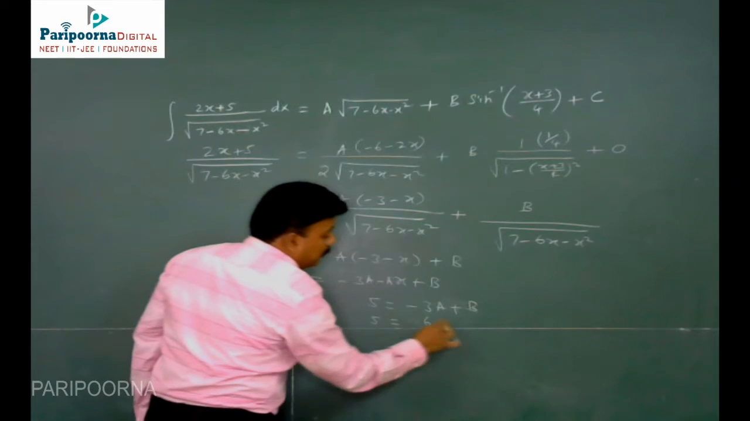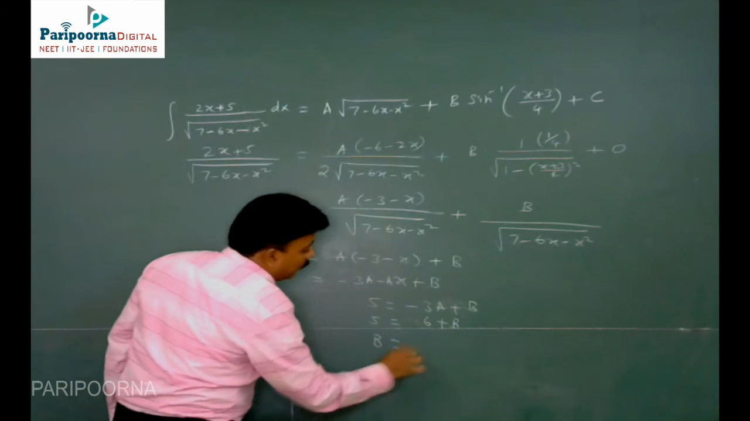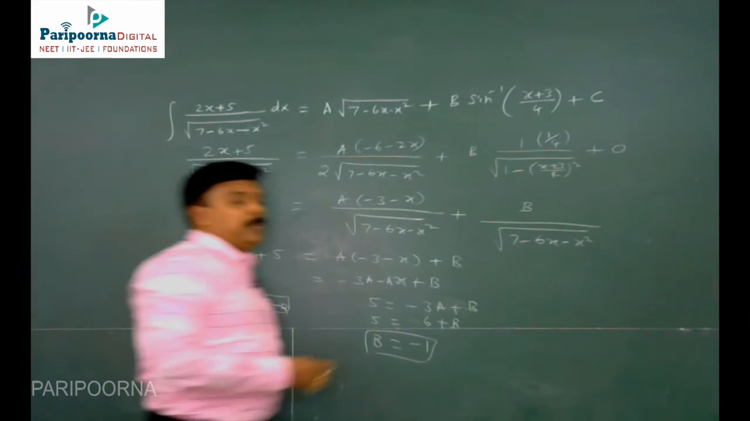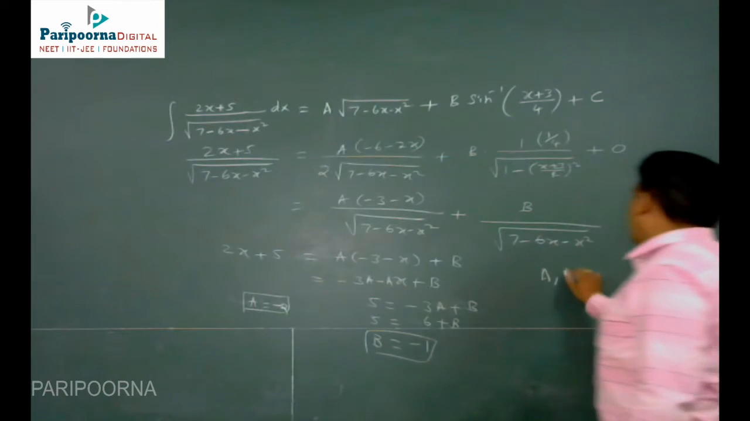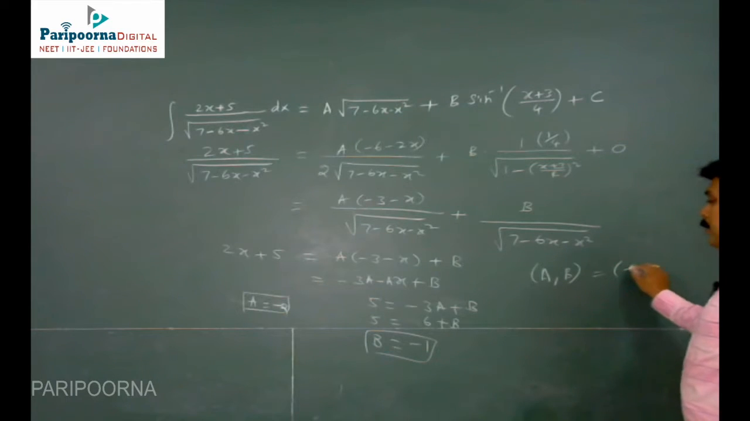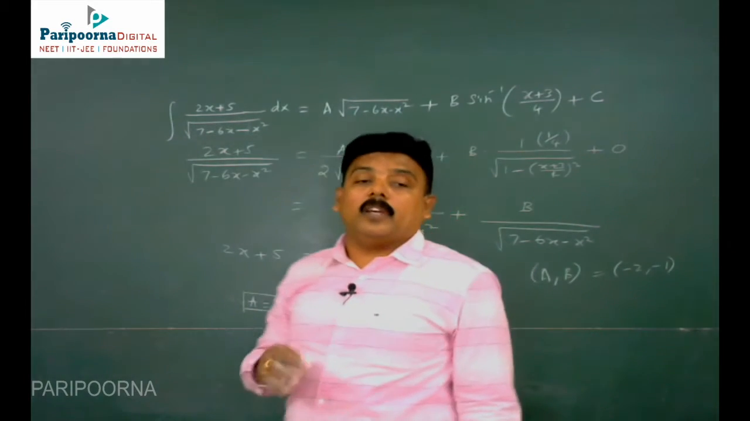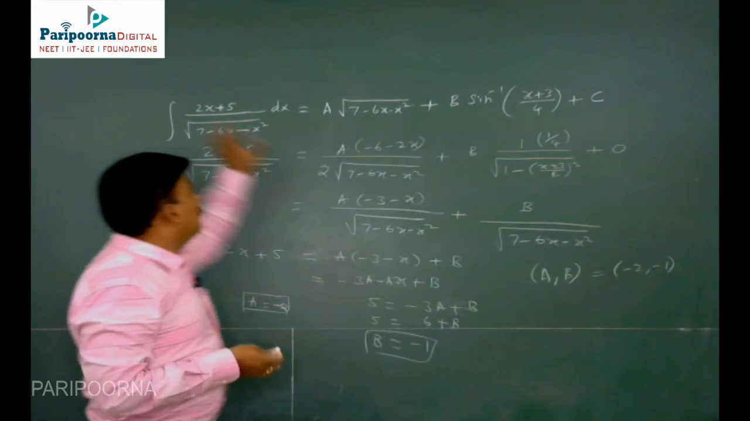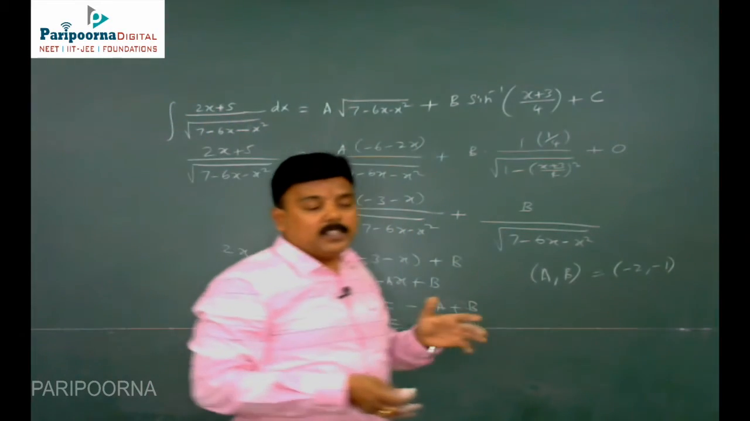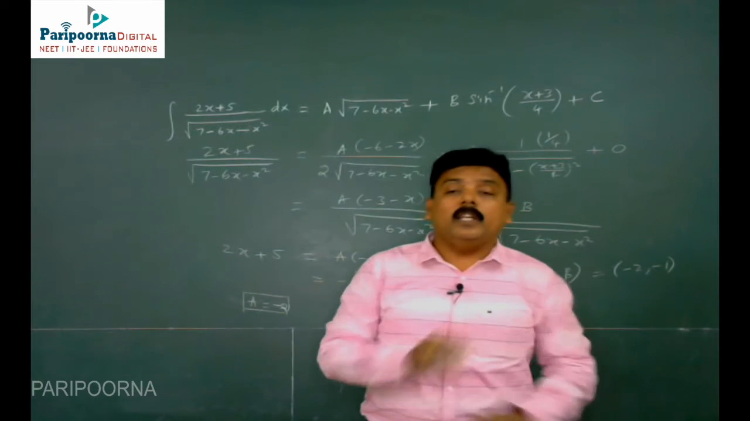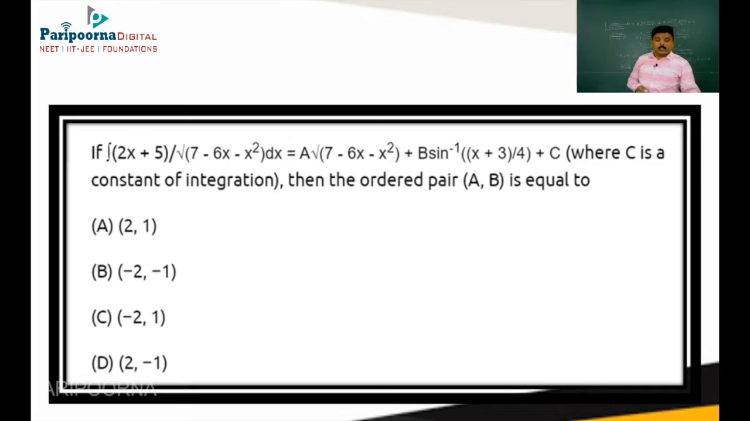So when you put a equal to minus 2, you will get the value of b. Therefore b is minus 1. So we are getting the answer as a equal to minus 2 and b equal to minus 1. Therefore the ordered pair (a, b) is nothing but (minus 2, minus 1). You see, by simple differentiation I have solved this problem instead of going by the regular method of integration. Likewise, many integration problems can be solved using the reverse technique. So the answer for this question is option B, (minus 2, minus 1).